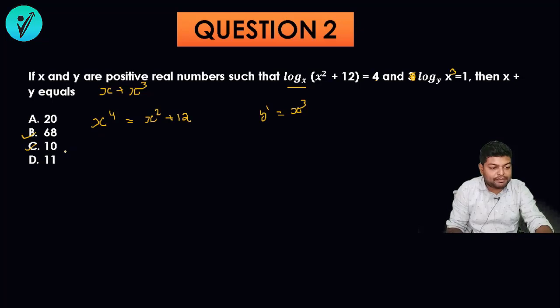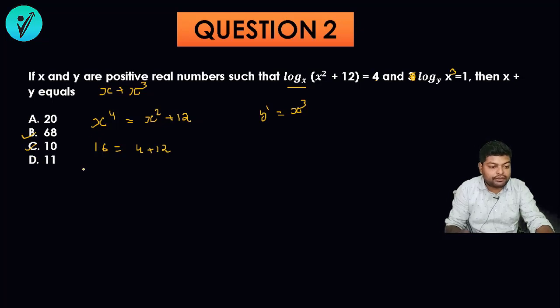So if I'm keeping the value of x as 2, it will become 2 to the power of 4, which is 16. 2 to the power 2, the square, will be 4, plus 12. So as this condition is satisfied, this is my answer. x equals 2 will be my answer. And if x is 2, then x plus x cube will be 10. So this will be your answer.